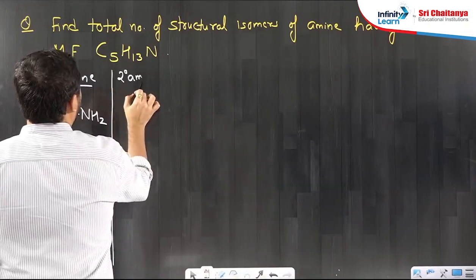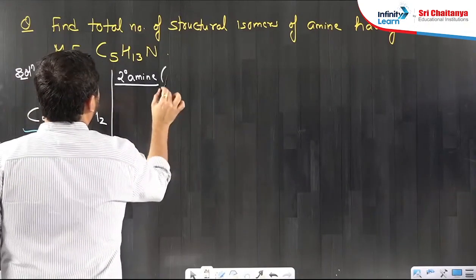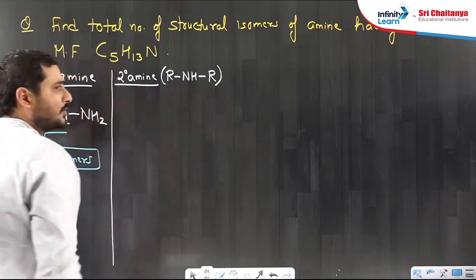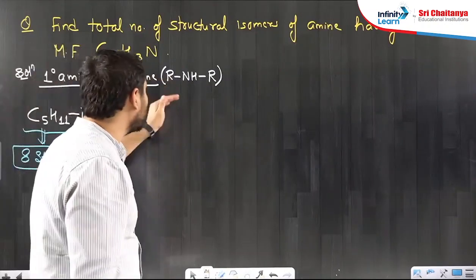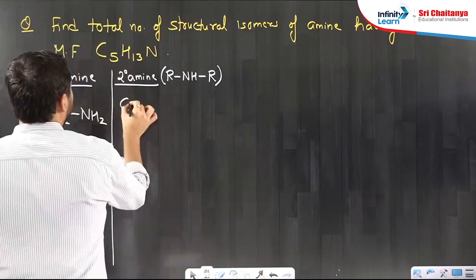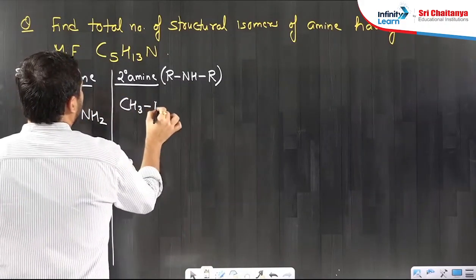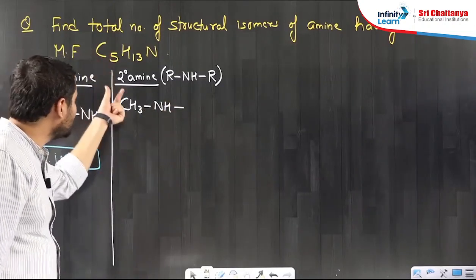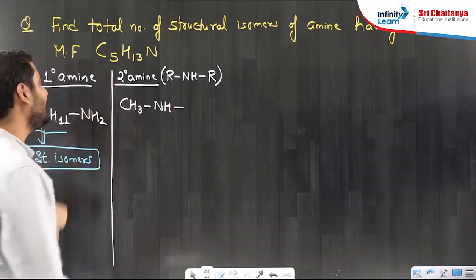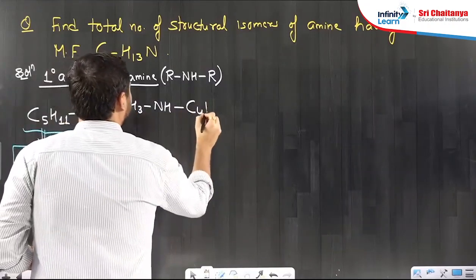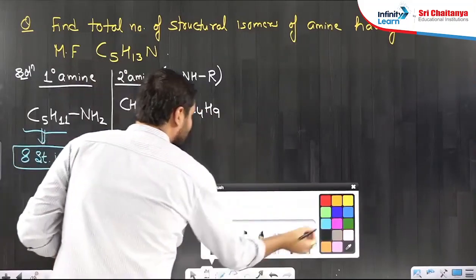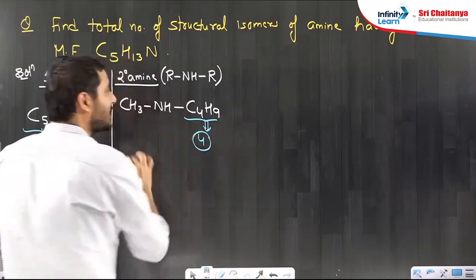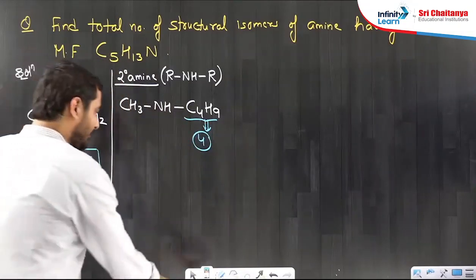Now for secondary amine, what representation do we have to write? R, NHR. So we have to start from the simplest alkyl possible. What is the simplest alkyl? CH3. Next is NH. Total 5 carbon atoms are present. 1 we have already written. So how many are left? 4. So C4H9. And for C4H9, how many isomers are possible? 4 structural isomers are possible for C4H9.